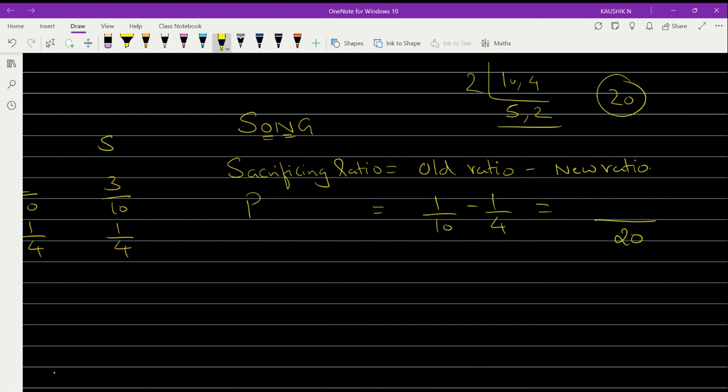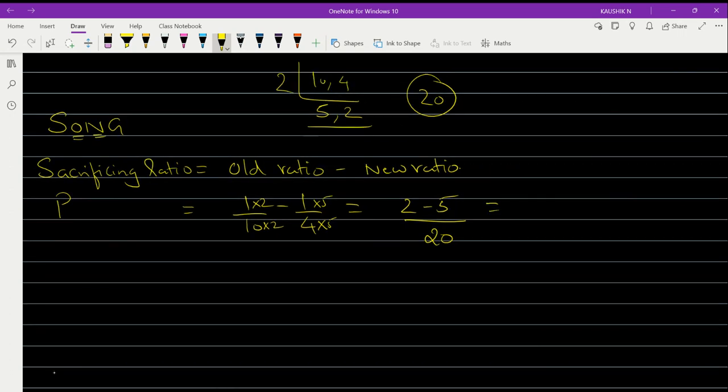So if I want to convert this 10 to 20, multiply the base with 2, even the numerator with 2. So 2 minus here, into 5, into 5, so that gives you 5. So now 2 minus 5 by 20, that means it is minus 3 by 20. And I hope you are aware that in this chapter, the partner who gets a positive value is a sacrifice, who gets a negative value is a gain. So for P, you have gained. There is a gain for P.